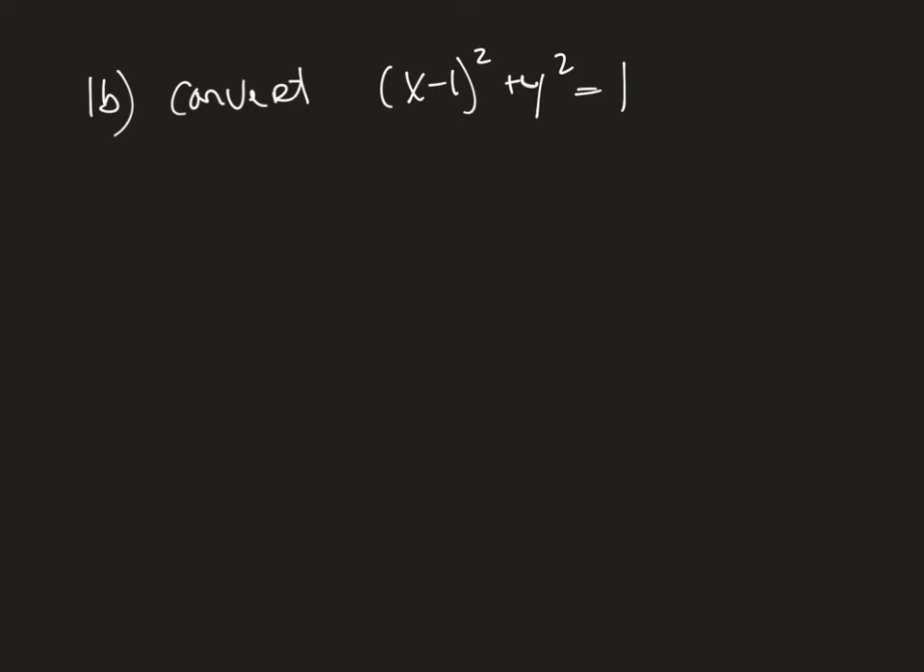All right, we are going to convert (x minus 1) quantity squared plus y squared equals 1. I'm going to pause the recording and write a bunch of stuff, and hopefully it all works through the miracle of the iPad and explains everything. We'll give it a shot. Let's see.